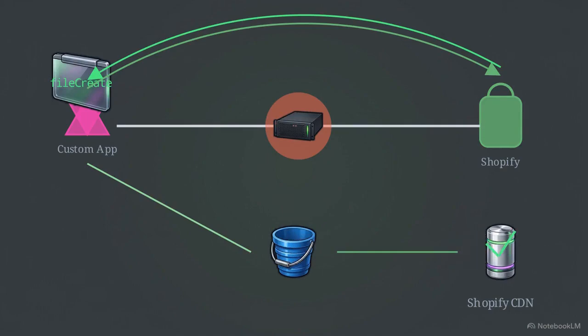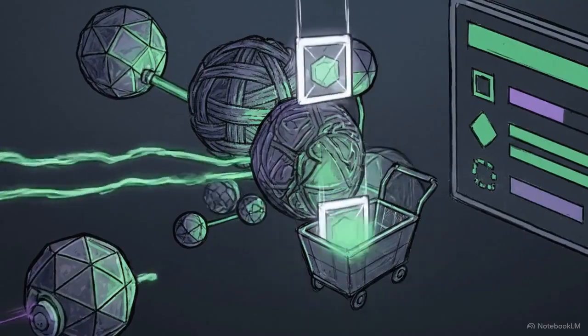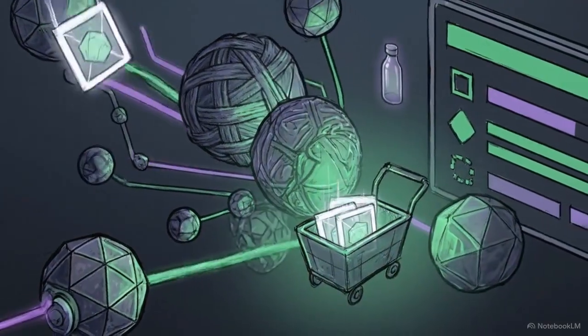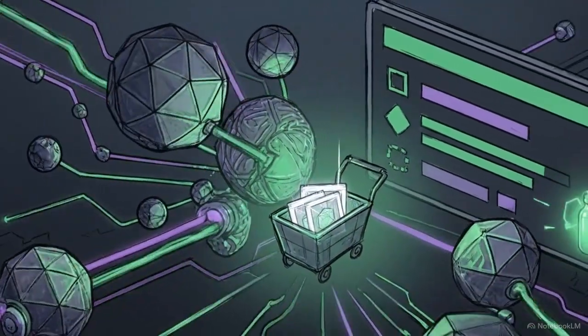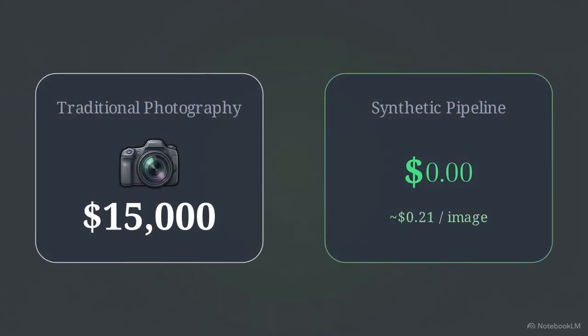Because this process is asynchronous, your application must poll the file status endpoint until the image is ready for use. Adopting this staged upload protocol allows for the reliable injection of synthetic assets at a massive production scale. Managing the financial viability of this pipeline requires an understanding of token unit economics. A high-resolution output costs roughly 21 cents. Refreshing a catalog of 50 products with 5 variants each costs $52, replacing a $15,000 photography budget.